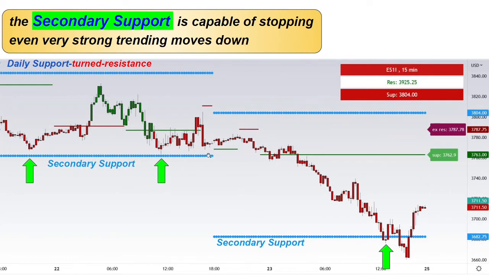But for the next day, the secondary support level was much lower, and that created opportunities for bears, and we used that opportunity. Just look at that strong trending move down and look where it stopped. It stopped right at the secondary support, the new secondary support for the next day.